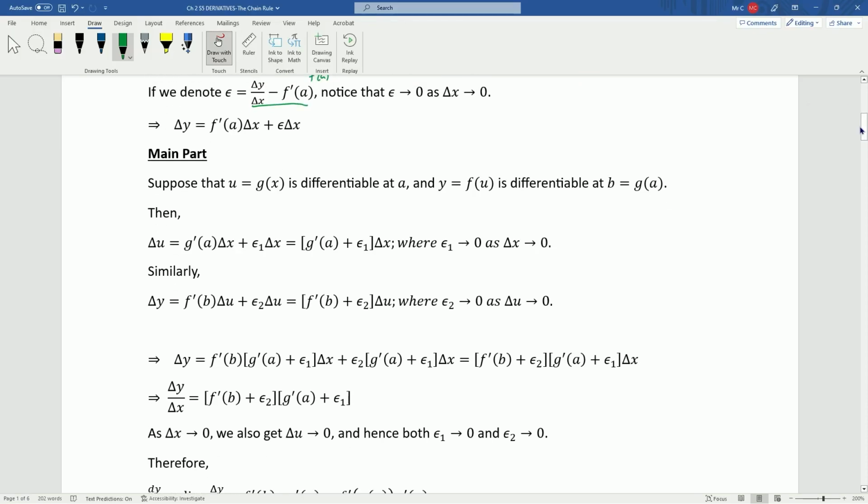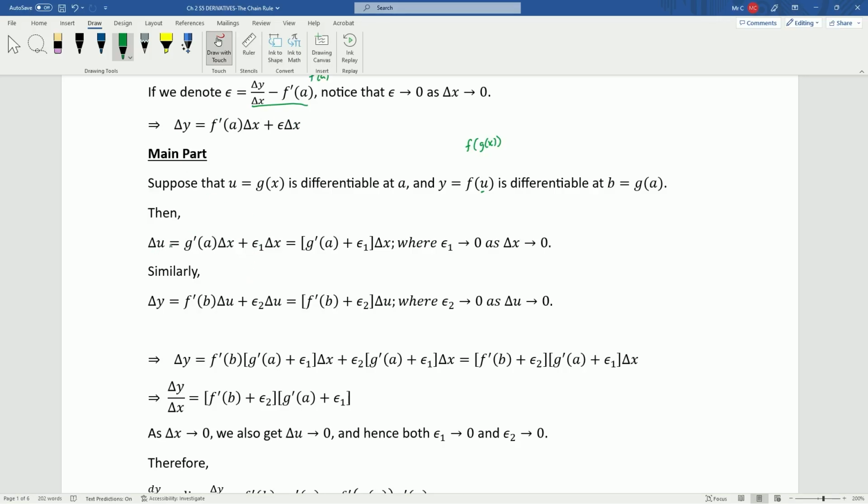Okay, so here we go. Suppose that u equal to g of x is differentiable at a, and y equal to f of u is differentiable at b. And b is the output of g of a, right? Because we're thinking of this as f of g of x, and b, the input into f, is really the output of the function g. So then delta u, by this work up here, is g prime of a delta x plus epsilon 1 delta x. All we're doing is just plugging that into here.